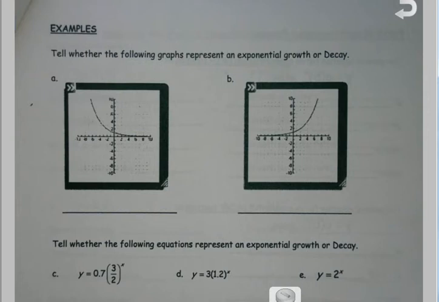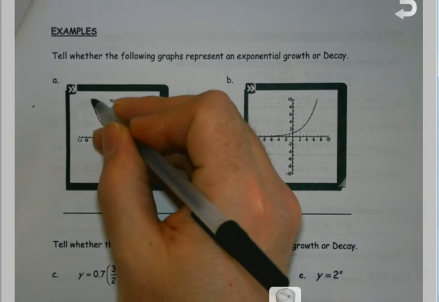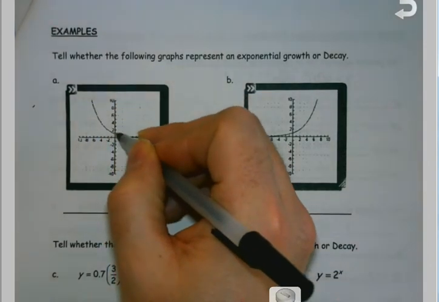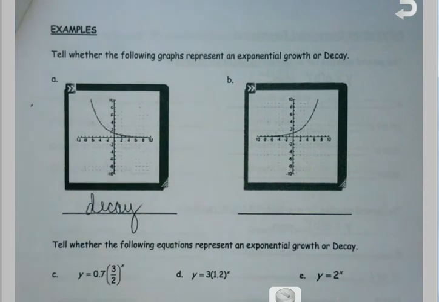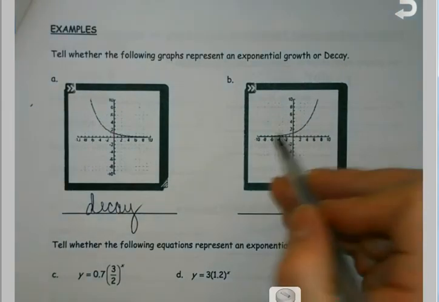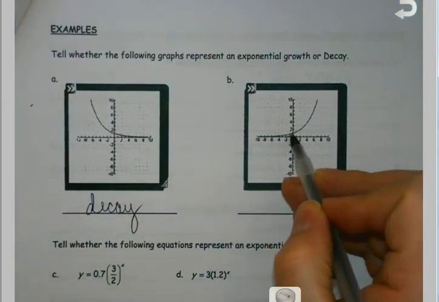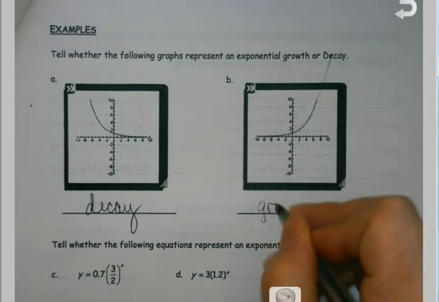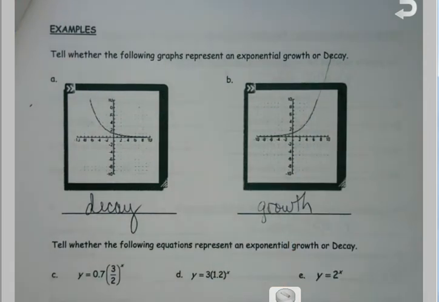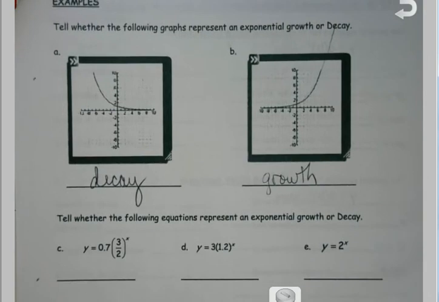Tell whether the graph represents exponential growth or decay. Okay. So the first one there starts here and goes down to the right. Which type is that? Decay. Okay. Decay goes down to the right. Growth, which we hopefully is money, is going up to the right. It's just kind of understanding what you're looking at.